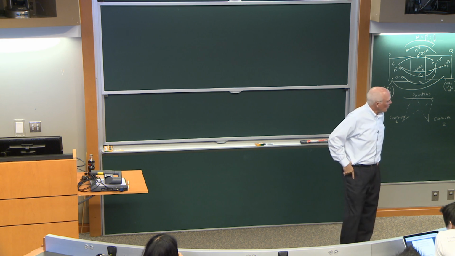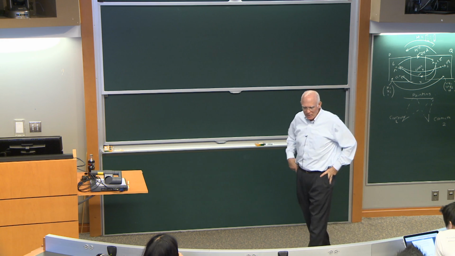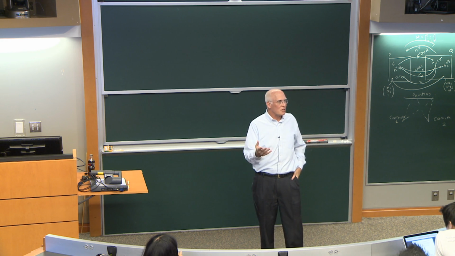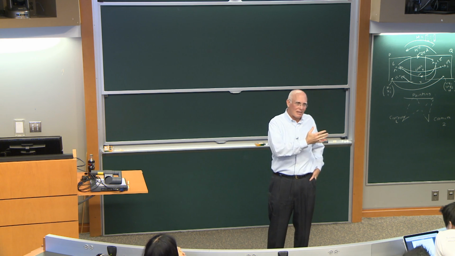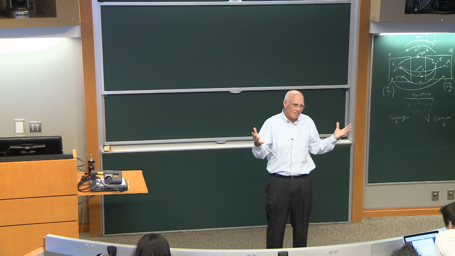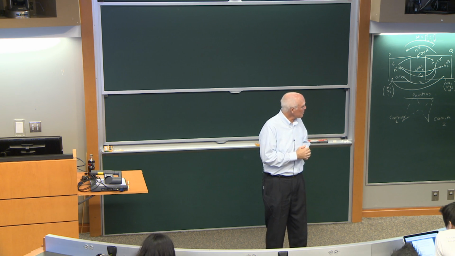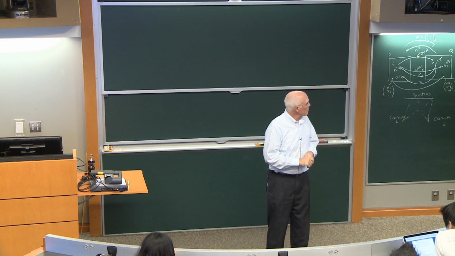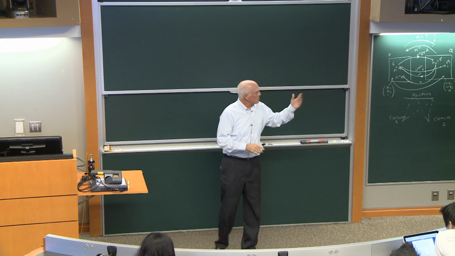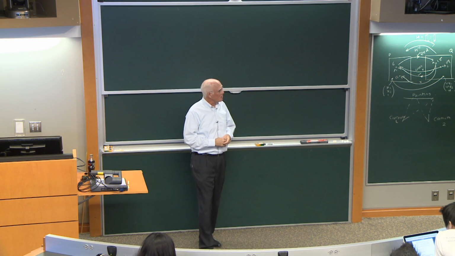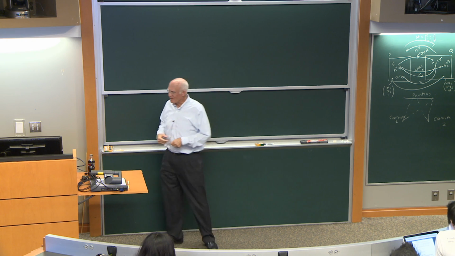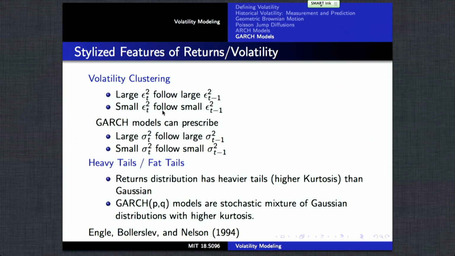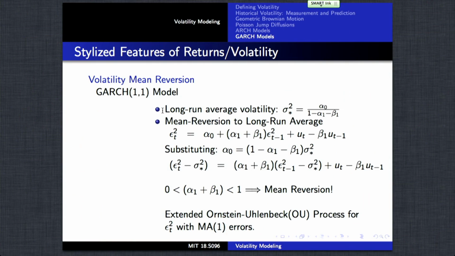Okay, the returns have heavier tails than Gaussian distributions. Actually, even if we have Gaussian errors in the GARCH model, it's still heavier tailed than a Gaussian. The homework goes into that a little bit. Well, actually, one of the original papers by Engle and Bollerslev, who introduced the GARCH model, discusses these features and how useful they are for modeling financial time series.